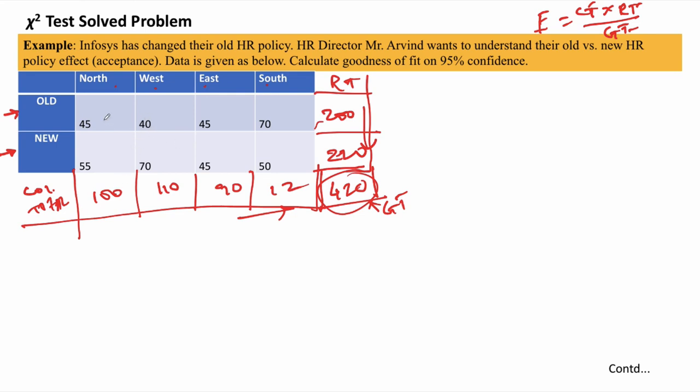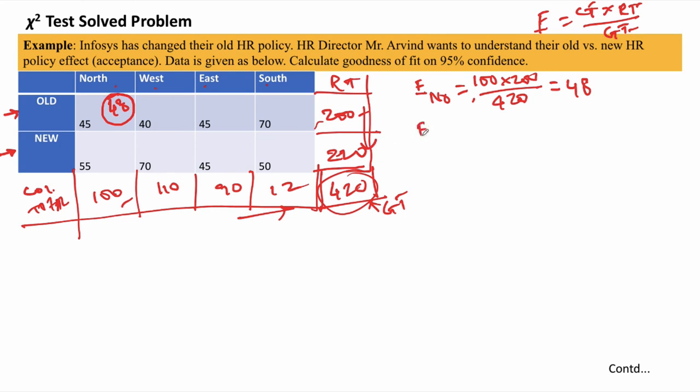Now let's say north and old. I need to calculate the expected value against this observed value. So I'm naming it expected value north old, which is equal to 100, the column total, multiplied by the row total, which is 200, divided by the gross total, which is 420. So I am getting 48. In short, 48 is the expected value against the observed value 45, and we represent the expected value by a circle.